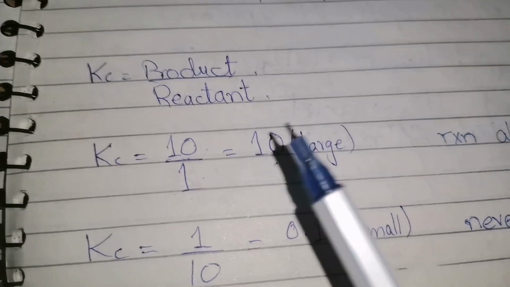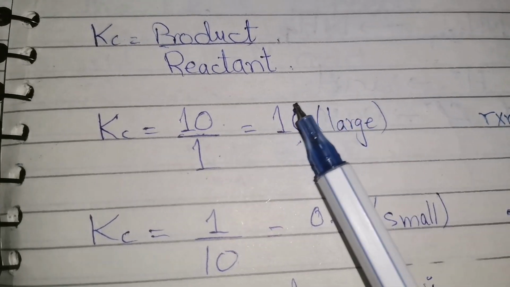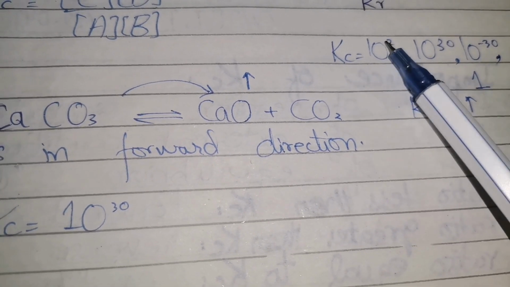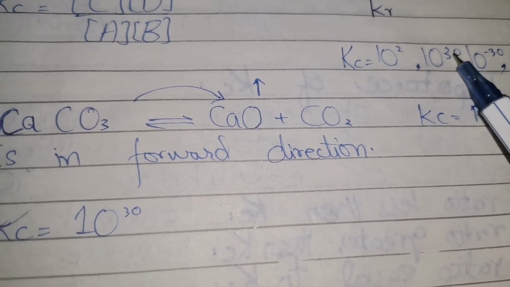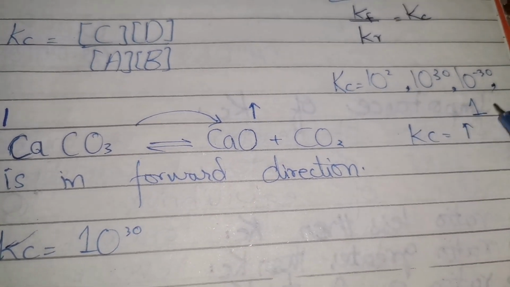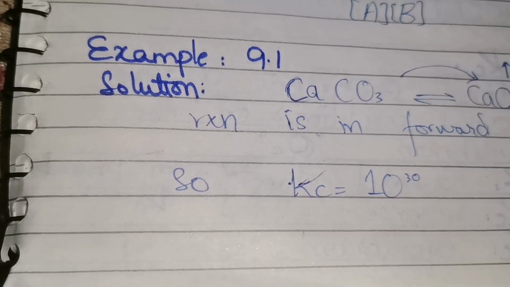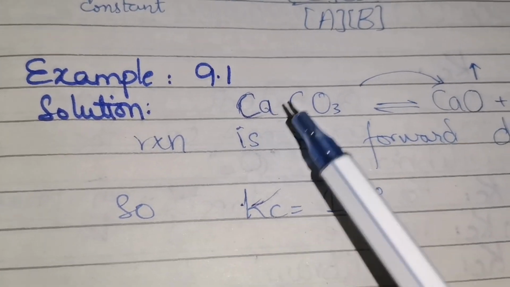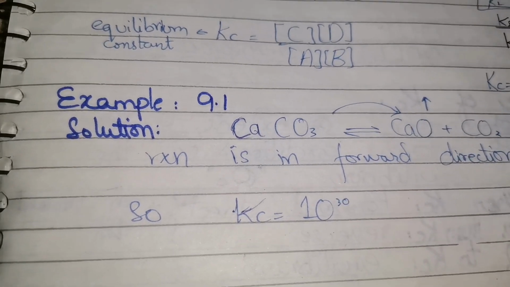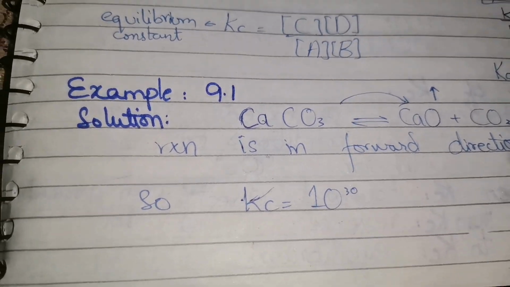We saw over here that when the concentration of product is more than that of the reactant, the answer will be very large. See over here that the value of Kc is 10 raised to power 2, 10 raised to power 30, 10 raised to power minus 30, which is very small, and 1. So which is the biggest Kc value over here? It is 10 raised to power 30. So we say that here the reaction is moving in the forward direction, the reactants are converting into product, the product concentration is more than that of the reactant, that is why the value of Kc will be very large. So we took the answer, the value of Kc will be 10 raised to power 30.